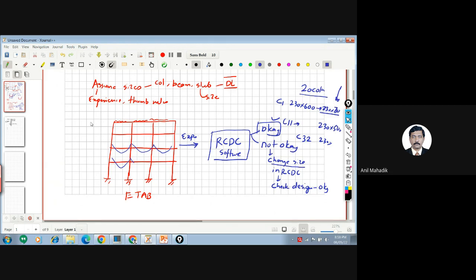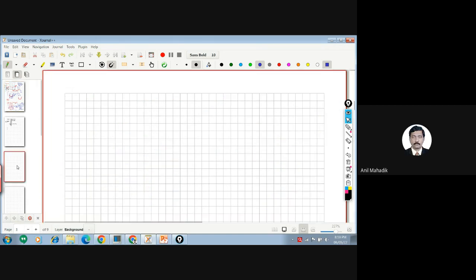Once you get this, go to ETABS and revise those sizes. Let's say this is my revised column size, and there may be some other points where I want revision of the sizes. Change these sizes in the ETABS software. Again go to the RCDC software, again do the design. And this is the process. Got it? ETABS to RCDC, RCDC to ETABS. Cyclic. Do it till all the members are safe in both the softwares. Okay? Yes, sir. Any other questions?